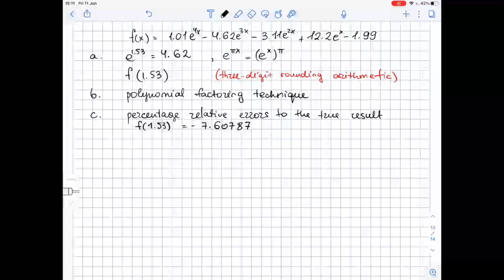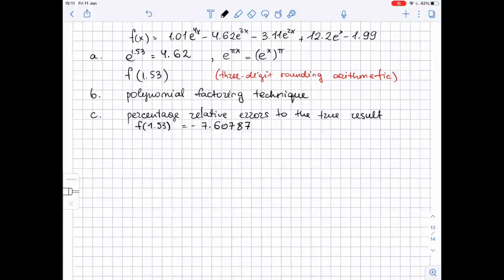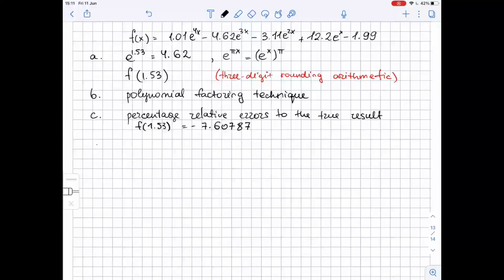So we are given the following function. In part A, we need to use the 3-digit rounding arithmetic, the assumption that e to the power of 1.53 equals 4.62, and also the fact that e to the power of px equals e to the power of x to the power of p. And we need to evaluate f of 1.53. So let's start by doing part A.